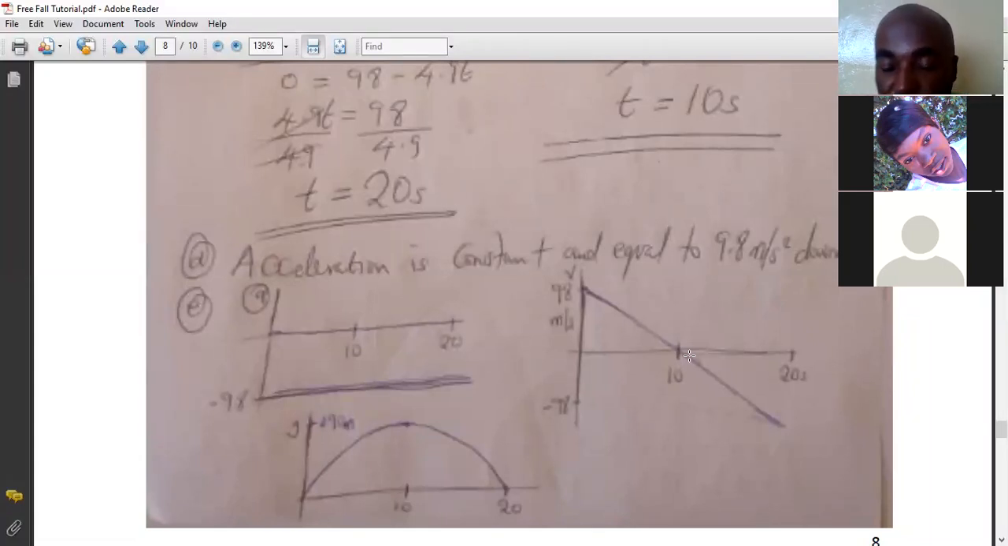When plotting, you go through these, but these are the shapes. The velocity-time graph goes like this. It goes to 0 at the highest point. Then it goes down. Velocity is reduced. So that's the scenario. So those are the things.